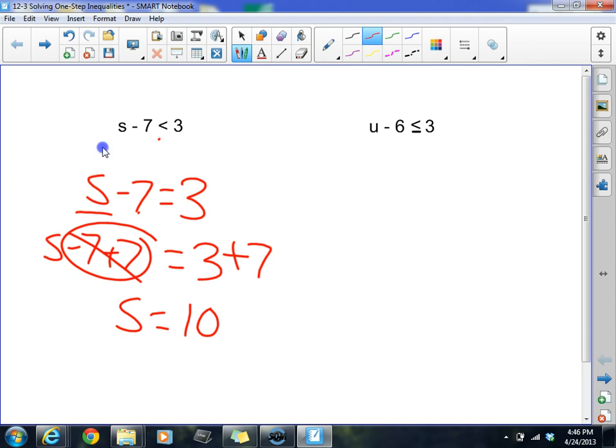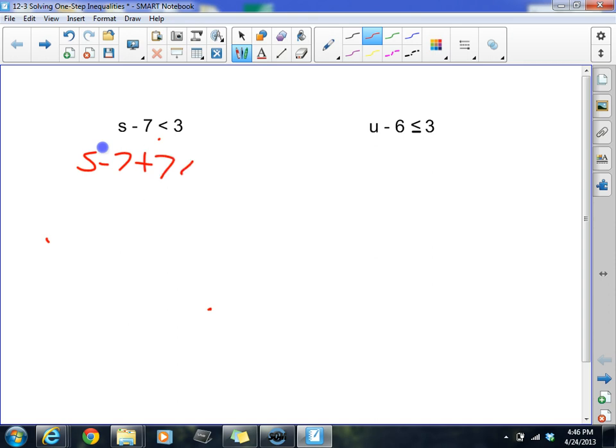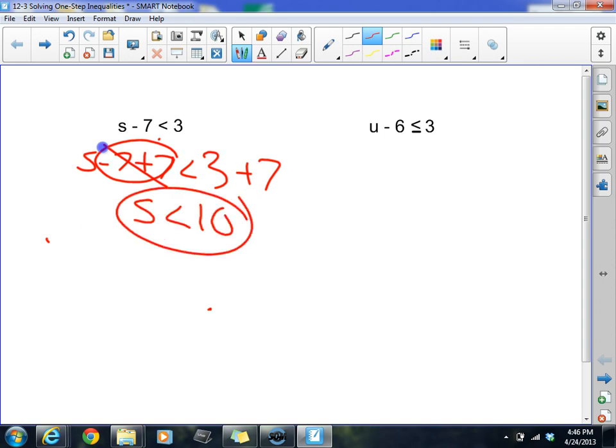So for example, I'm going to erase all this and we're going to do it all again because I want to make sure you get this right. So s minus 7 is less than 3. So we're going to do it like this. s minus 7 plus 7 is less than 3 plus 7. See how I just did this? Now this is going to cancel out. I'm looking for s. Oh, look at that, ladies and gentlemen. And that is how you solve it.